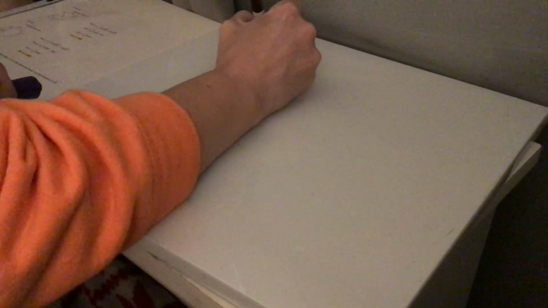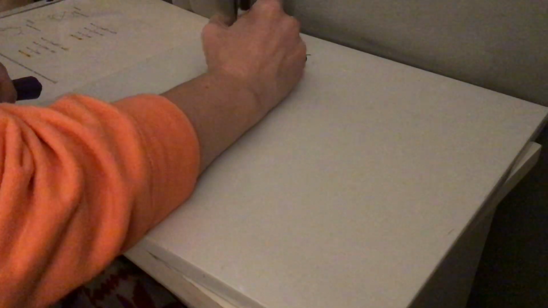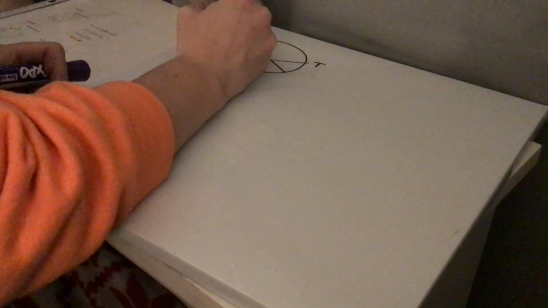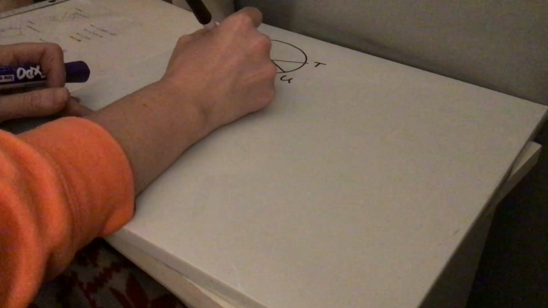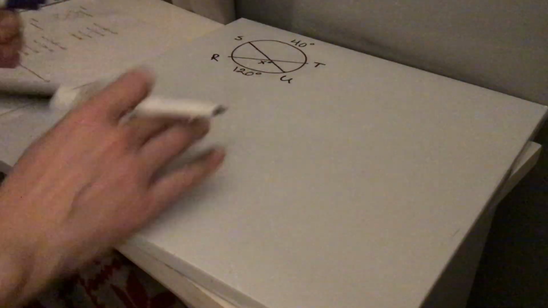Then we have a circle. Okay, we have 2 lines intersecting inside the circle. We're going to say this is X. That is not the center, okay? Let's maybe draw it so it's clearly not the center. Here's our circle. All right, here is S, T, R, and U. X is here. We're told arc RU is 120 degrees and arc ST is 40 degrees.